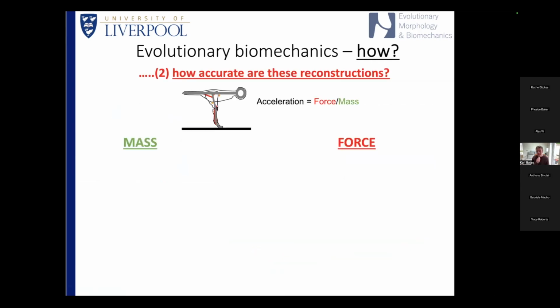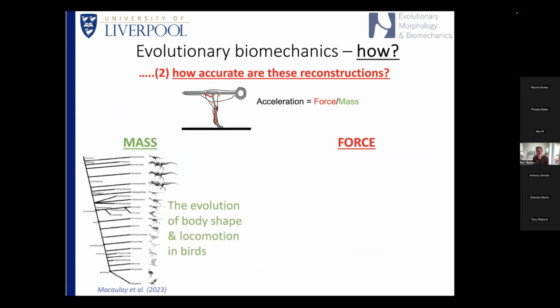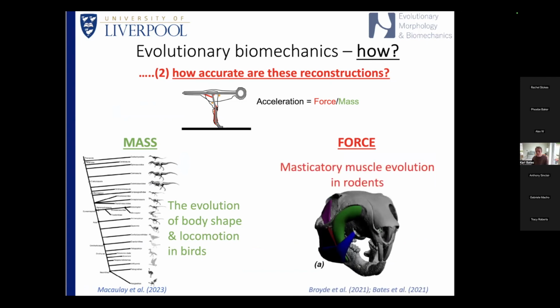And I'm going to go through how we do that and sort of evaluate where we are at as a discipline at doing a good job of this by looking at 2 case studies. So first, to look at mass, we're going to look at the evolution of body shape and locomotion in birds, where changes in body shape along the bird line were crucial to the evolution of not only flight, but also the way birds stand and move, their bipedalism. And then to look at how well we can reconstruct muscles in fossils, I'm going to use a case study that looks at the jaw muscles of rodents. So I'll go through these one at a time.